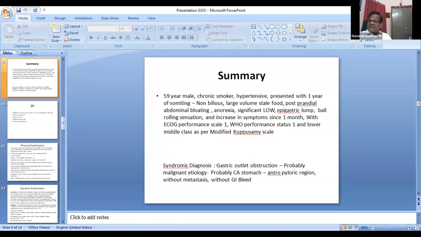And another, what is the commonest cause of gastric outlet obstruction? Most common causes are benign. Is it? Who said benign is more than malignant? Who said so? Yes. And I think let me just show an article.